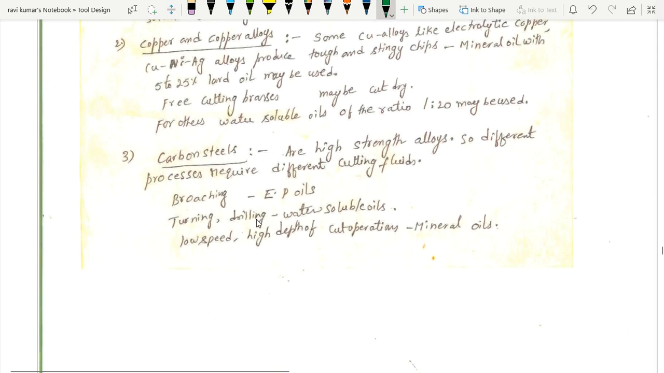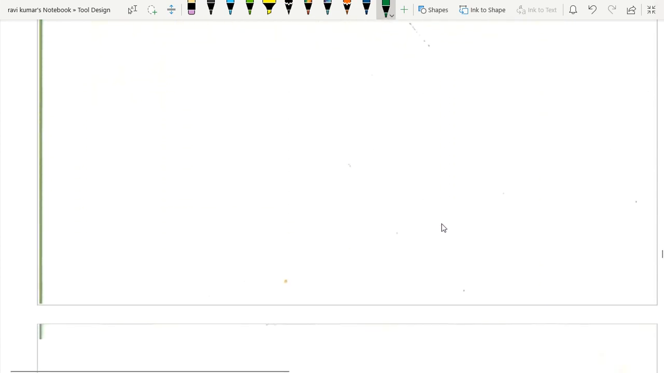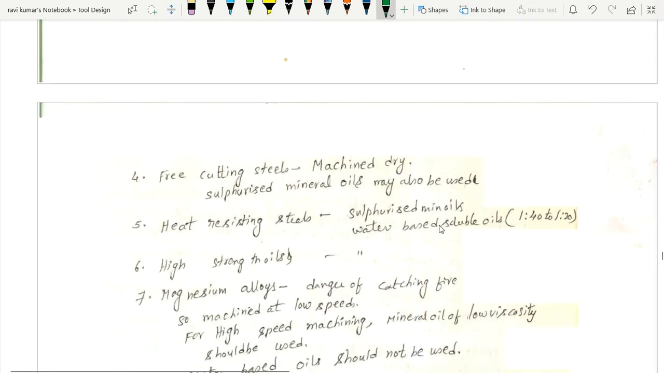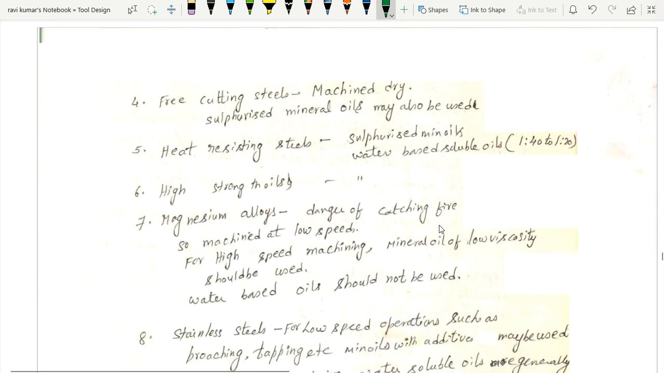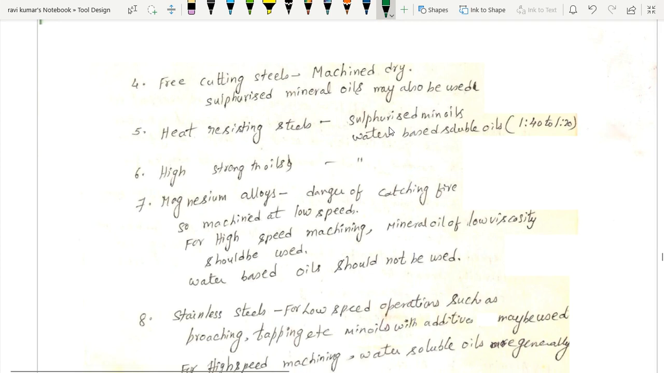Carbon steels, if it is broaching, I have to go for EP oils. Turning, drilling, water soluble oils. Low speed, high depth of cut operation, I can go for mineral oils. Free cutting steels, machine dry. High resisting steels, heat resisting steels, I have to go for sulfurized oils, right?